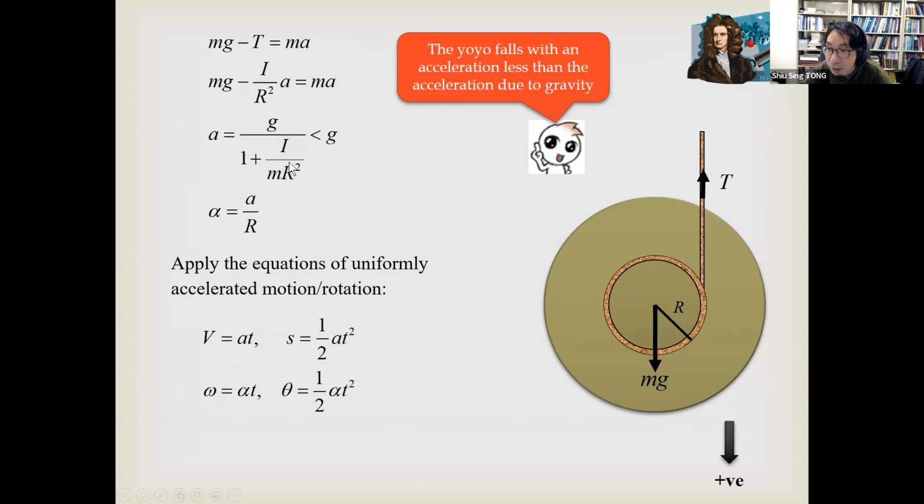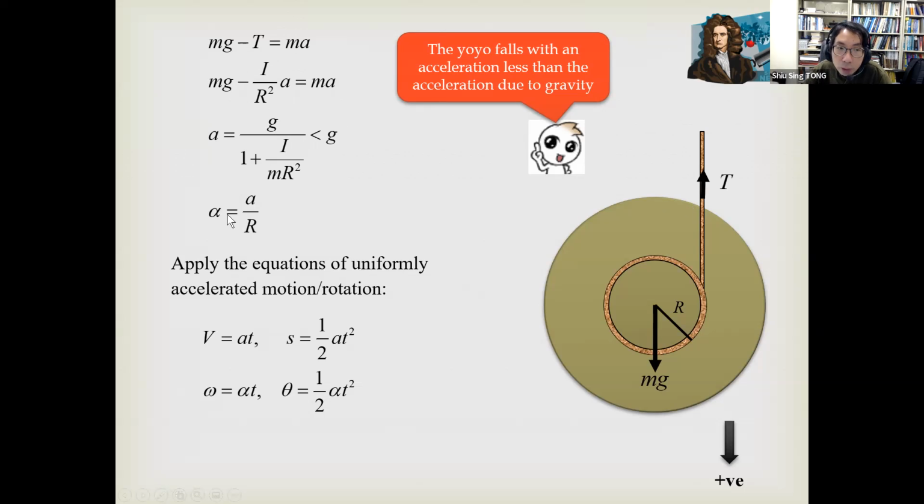And g divided by a number larger than 1 must be smaller than g. Okay, so that means the acceleration is smaller than g. It must be smaller than the free fall acceleration. But that's of course the case because you have the tension, right? The tension will actually reduce the acceleration of the body.